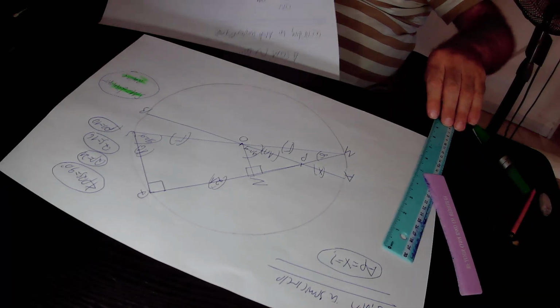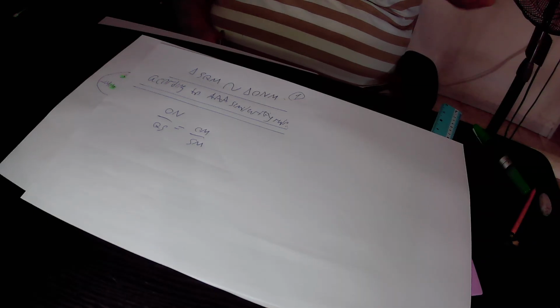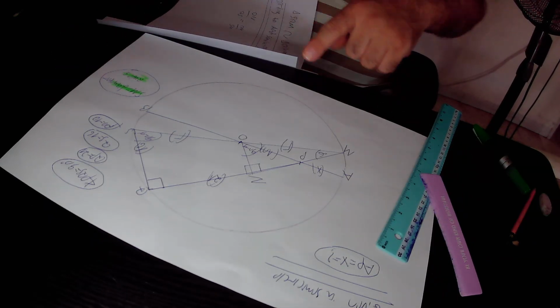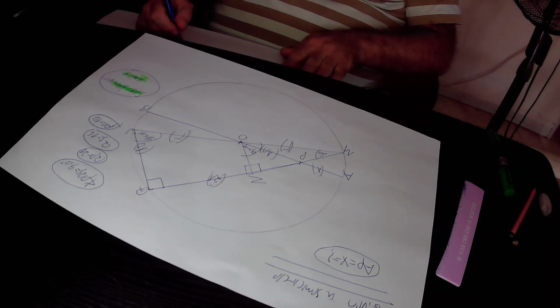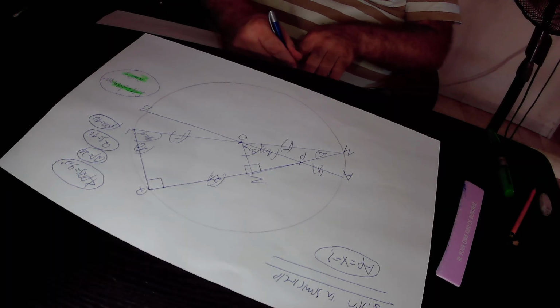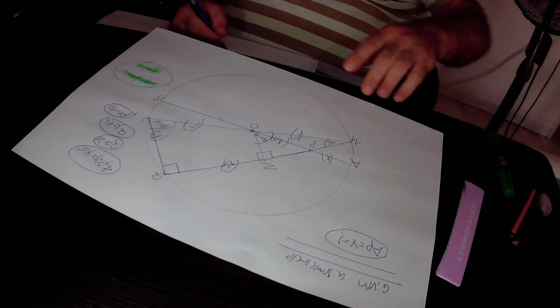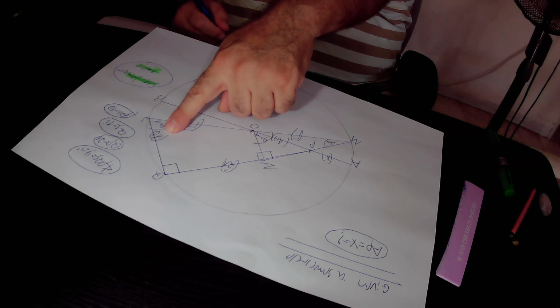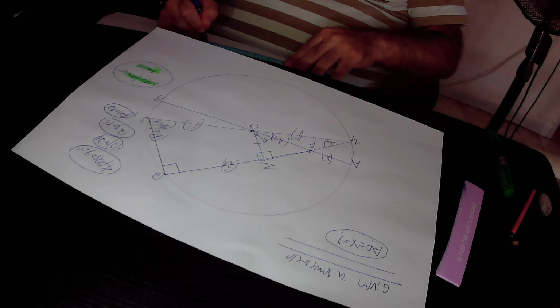Okay, again we will derive that side ON of the small right triangle ONM over side QS of the big right triangle SQM is equal to side OM of the small right triangle ONM over side SM of the big right triangle SQM. ON is the missing side, so we leave it as it is over QS. QS equals 16 units in length according to what is given in the question. And it is equal to OM.